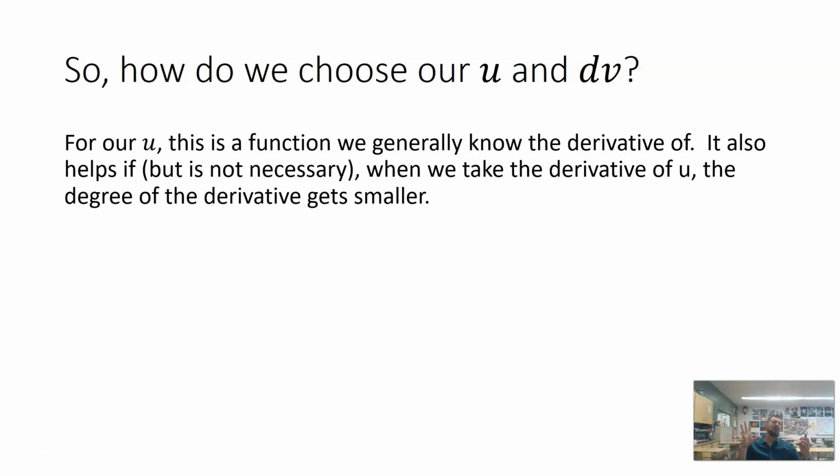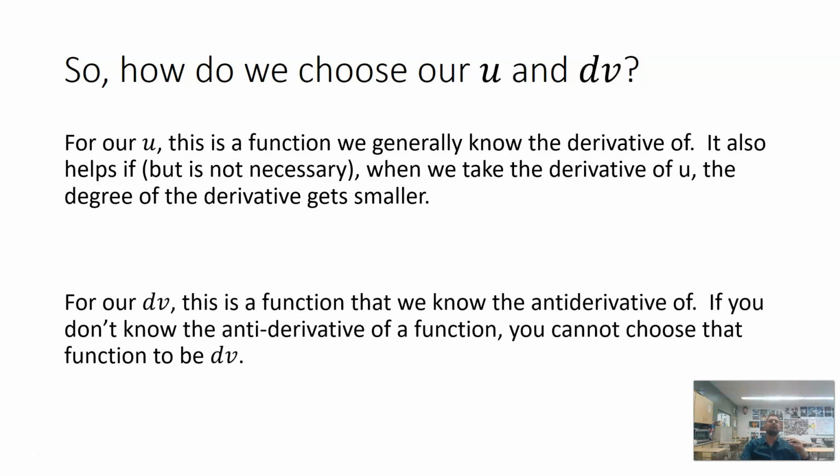In other words, whatever it is that we're looking at, we want the power of x to get smaller every time. And that'll make sense as we start looking at examples. Choosing our dv, when we look at the two functions, we have to know how to take the antiderivative of our function in order to make that be dv. If I don't know the antiderivative of the function that you're looking at that's multiplying, you cannot choose that to be your dv in these problems.